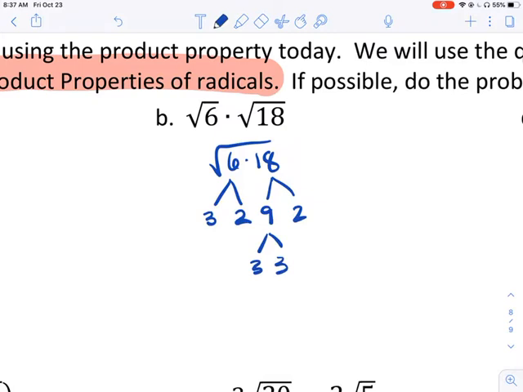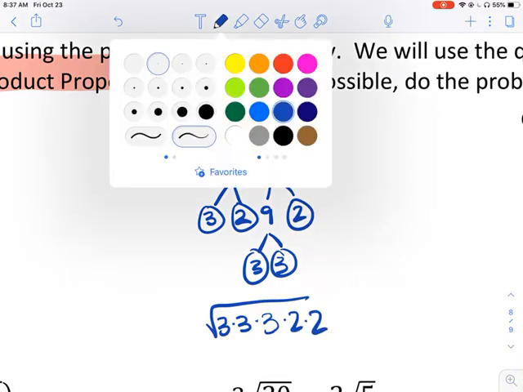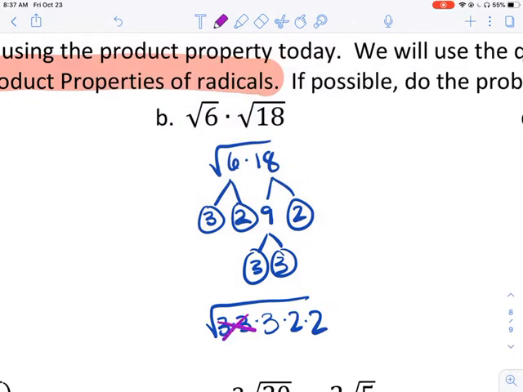Now I'm going to rewrite these simplified in my radical. Let's put all my 3's together: 3 times 3 times 3, and then all my 2's together: times 2 times 2. All right, every time there is a pair, that number goes outside. So there's a pair of 3's, so I have one 3 outside. That 3 doesn't have a pair, so I'm going to leave it inside. There's a pair of 2's, so that goes outside.